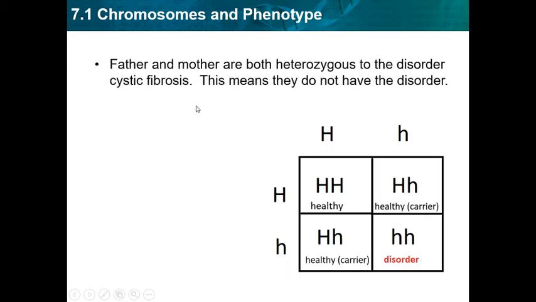Let's try this one. Father and mother are both heterozygous for the disorder cystic fibrosis. Cystic fibrosis is a recessive autosomal disorder, okay? So if they are heterozygous, meaning one capital H and one lowercase h for both, and if you do the Punnett square, you will see that this one is healthy, this one is also healthy, and this is also healthy.